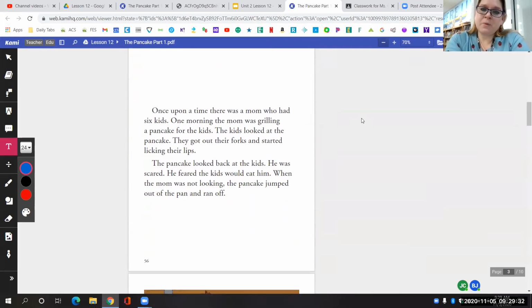Once upon a time, there was a mom who had 6 kids. One morning, the mom was grilling a pancake for the kids. The kids looked at the pancake. They got out their forks and started licking their lips. The pancake looked back at the kids. He was scared. He feared the kids would eat him. When the mom was not looking, the pancake jumped out of the pan and ran off.